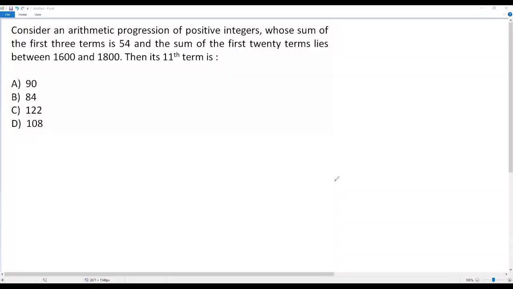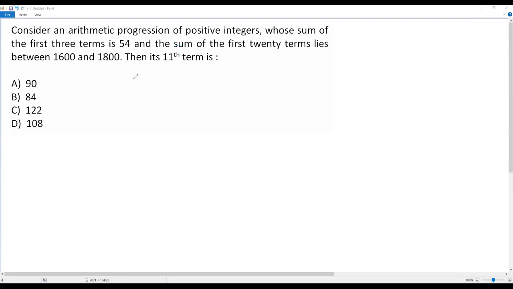Here we have a problem on arithmetic progression. Let me go over the question. Consider an arithmetic progression of positive integers whose sum of the first 3 terms is 54 and the sum of the first 20 terms lies between 1600 and 1800. Then its 11th term is. Using the given information, we have to find the 11th term of the arithmetic progression.